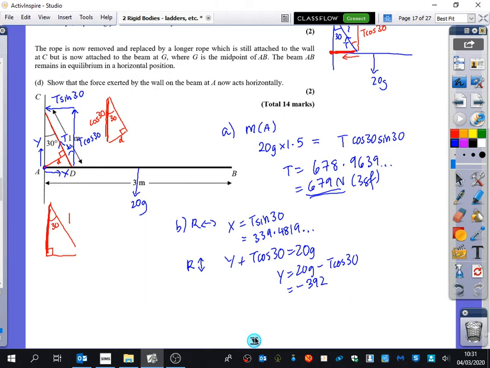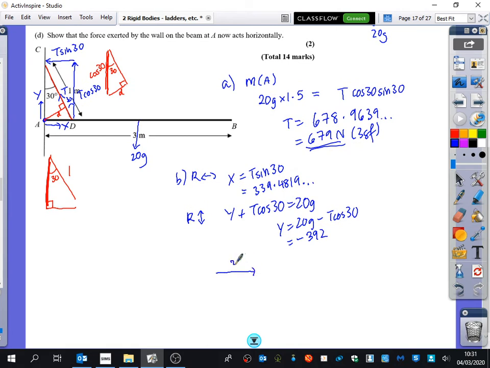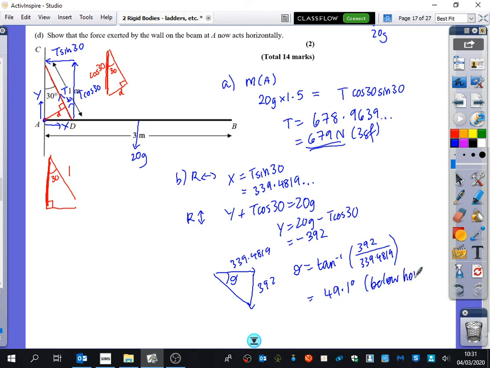So we now want to find out what that angle is. Well, the X force is 339.4819, and it's going down 392. So we're looking for the angle that they have here. So theta is the inverse tan of the opposite, which is 392, over the adjacent, which is 339.4819. So that is 392 divided by 339.4819 inverse tan, and we get that the angle is 49.1 degrees below the horizontal.